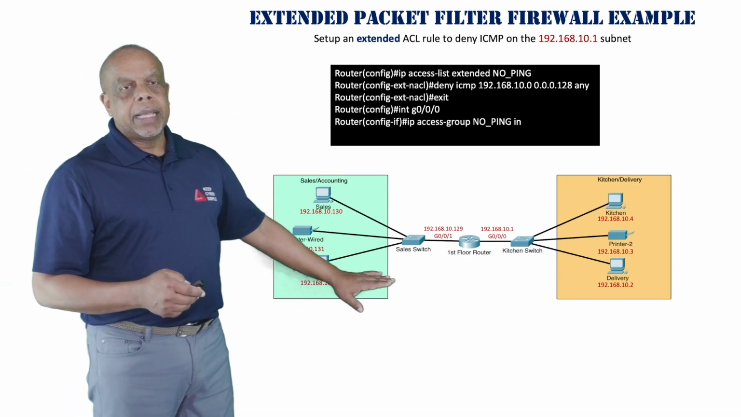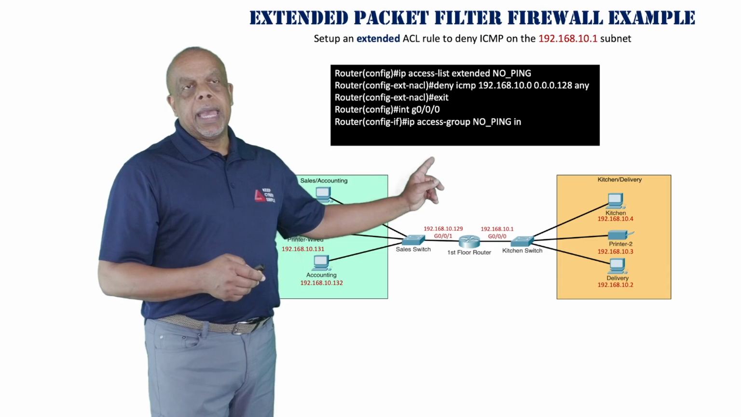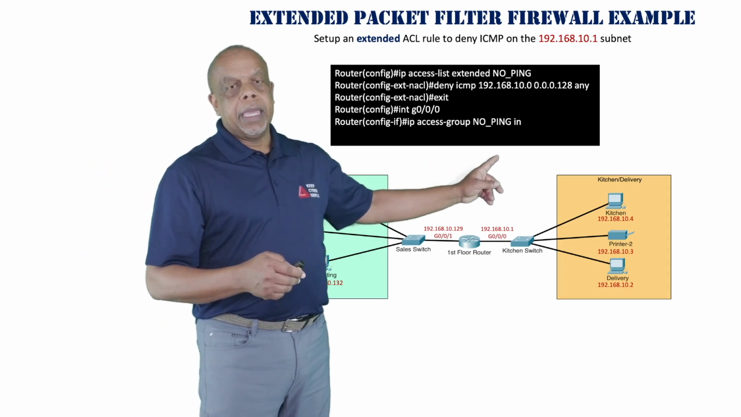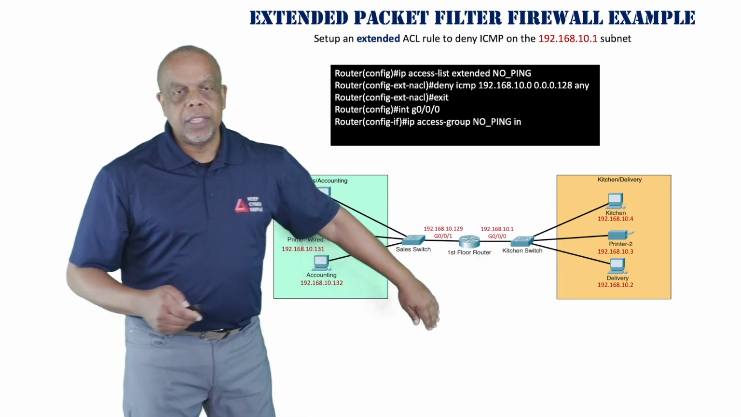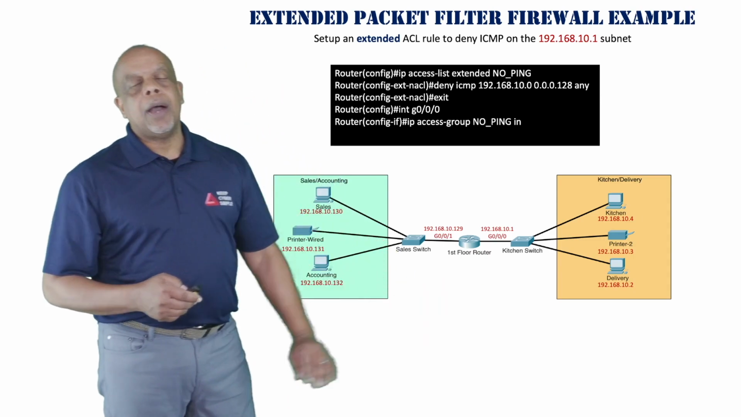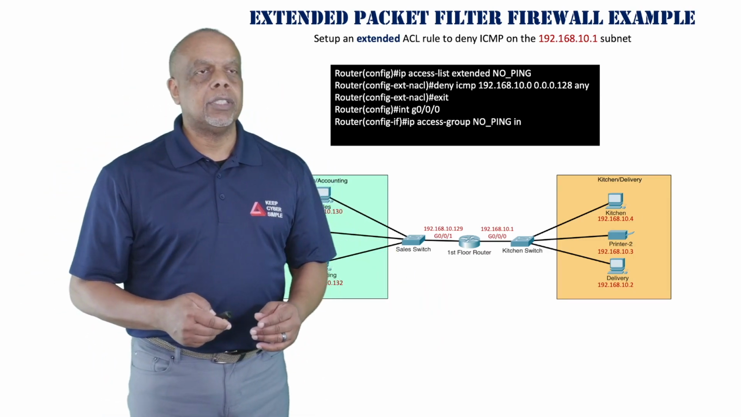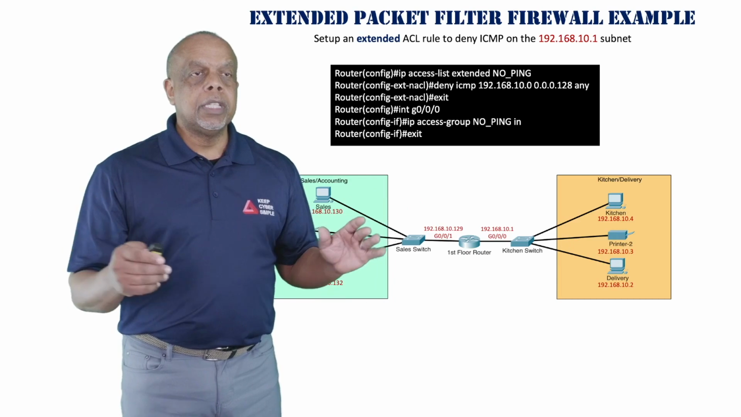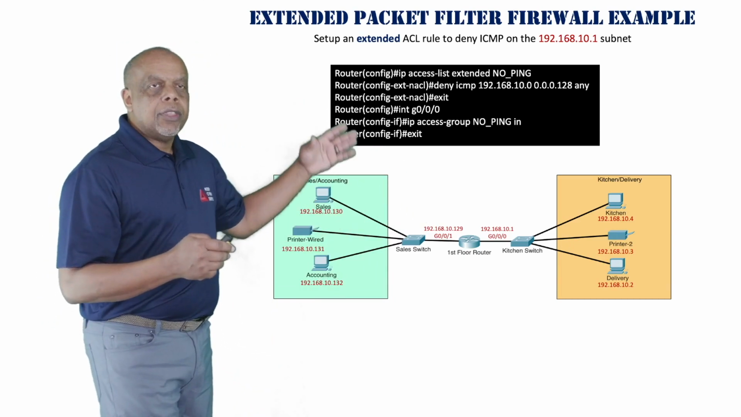Same thing: ip access-group, no ping, and the same thing, in. Anything coming into that interface, I want to apply this access list to. And that's pretty much it, right? Hit exit, and there you go.